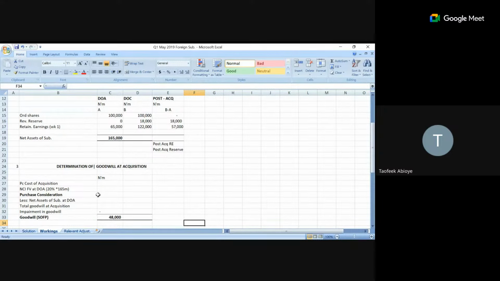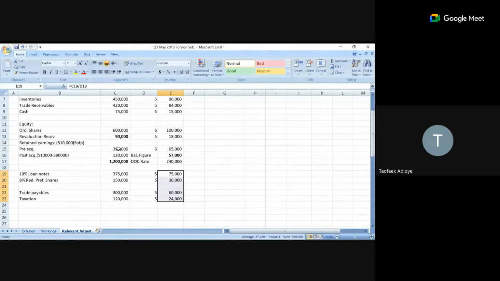They said it is a policy of the owning group to recognize NCI at acquisition at proportional share of net asset method. Okay. The retained earnings as at DOA is 390 million. And we have used that information. So retained earnings as at date of acquisition is 390. Then we translated to 65,000, right? And we also use this 390 to get our post-acquisition of 120,000 so that we can now get our balancing figure here. So we have used that 390.